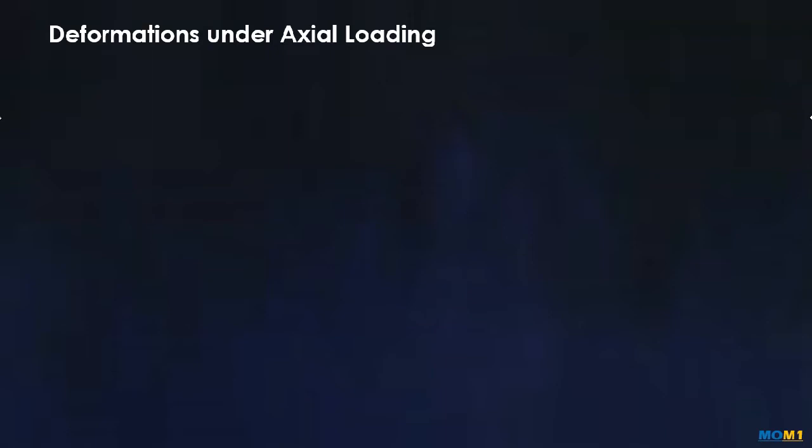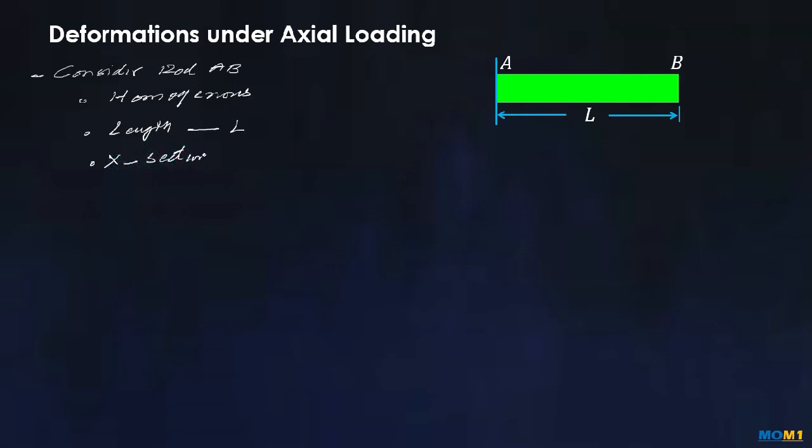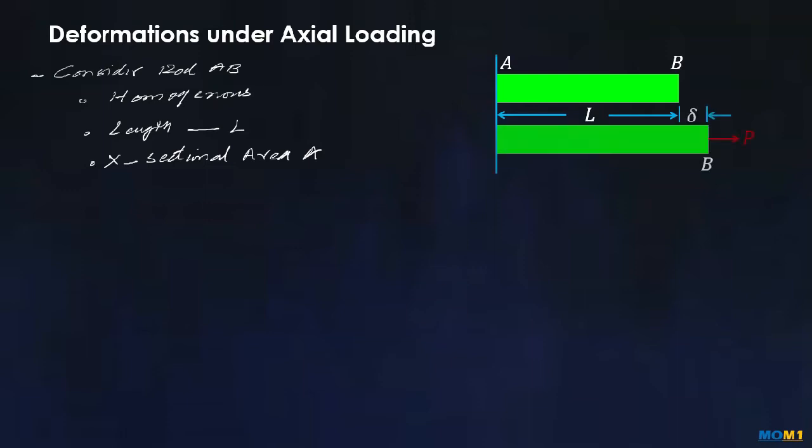Now let's see the deformations under axial loading. Let's consider a rod AB which is of homogeneous material of length, let's say L, and the cross sectional area A. Once this is subjected to a tensile load P, the stresses are produced inside the body.